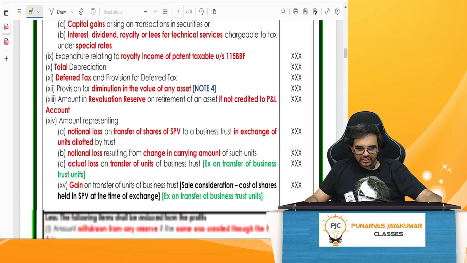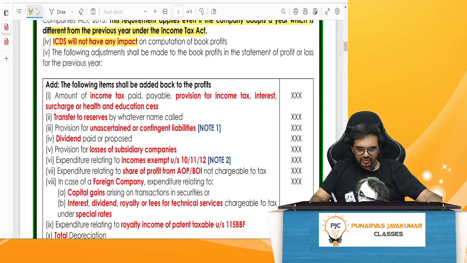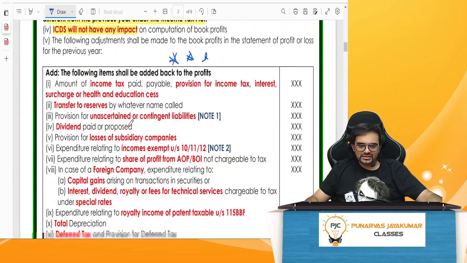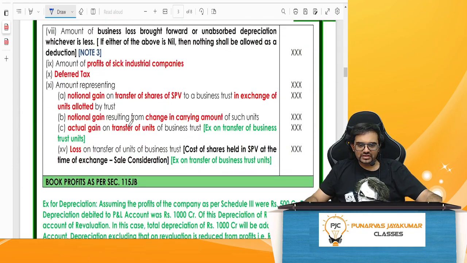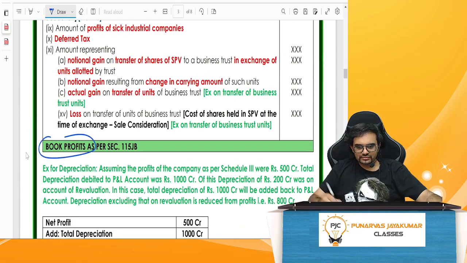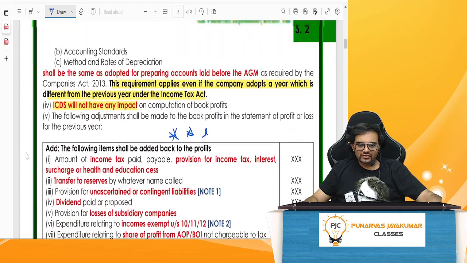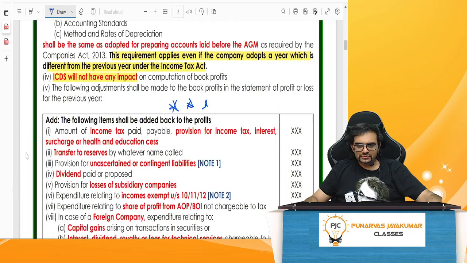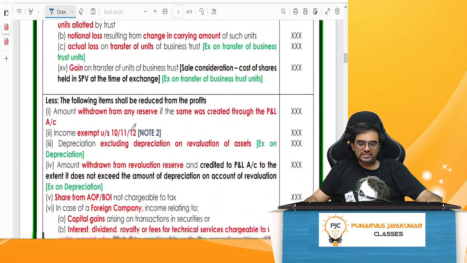So one by one we need to do this, guys. These adjustments are very, very important. So basically you need to add back, from whatever profit you get, the net profit. From that you need to add certain items and subtract certain items to arrive at the book profit. Right? And the net profit, whatever you have already derived as per books, add the following items. Add certain things, subtract certain things. And once you add and subtract, the final thing will come.